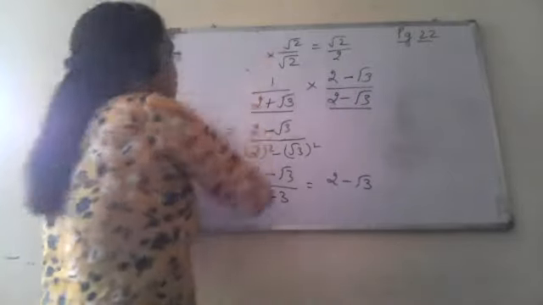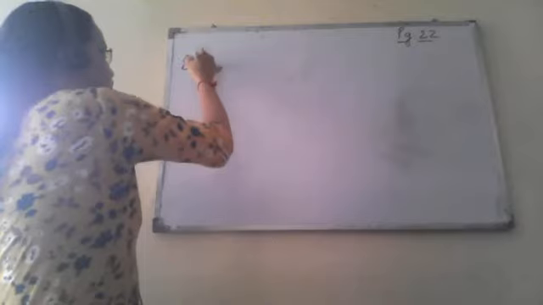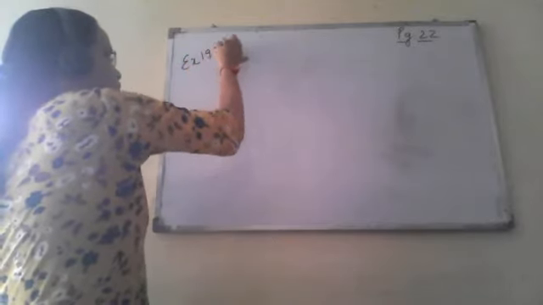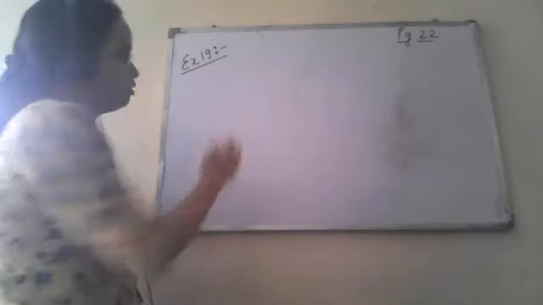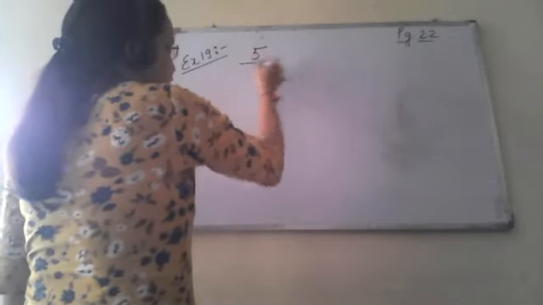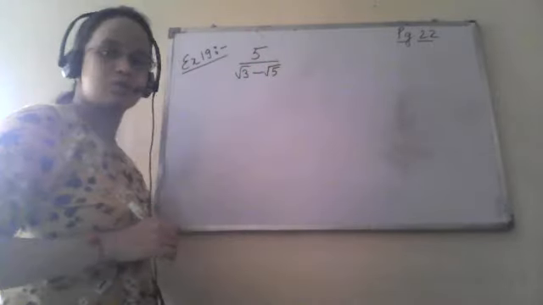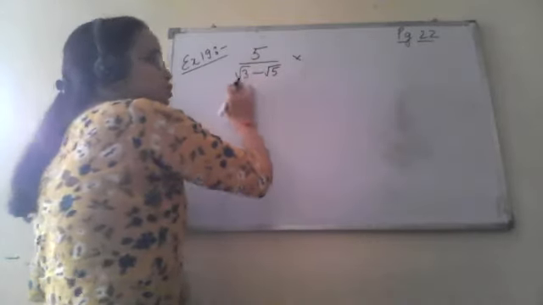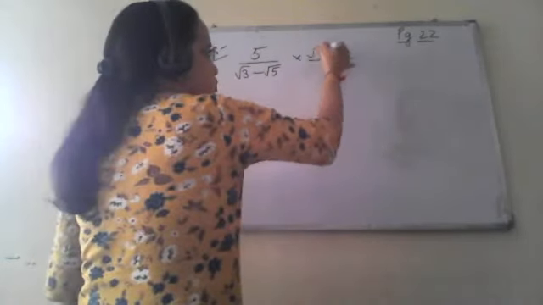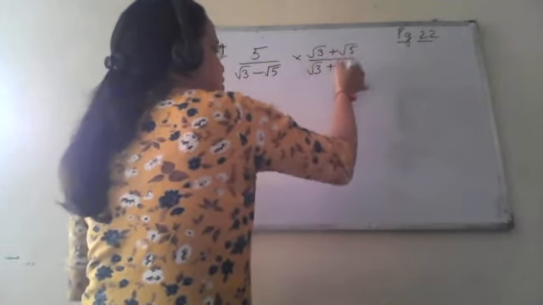Now next example. Example number 19. We have to rationalize the denominator of 5 upon root 3 minus root 5. So again we have to multiply it by the rationalizing factor. Its rationalizing factor will be root 3 plus root 5. So in the numerator we will also multiply root 3 plus root 5, and in the denominator also.